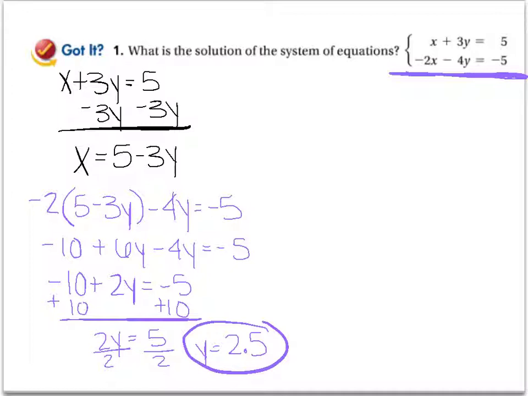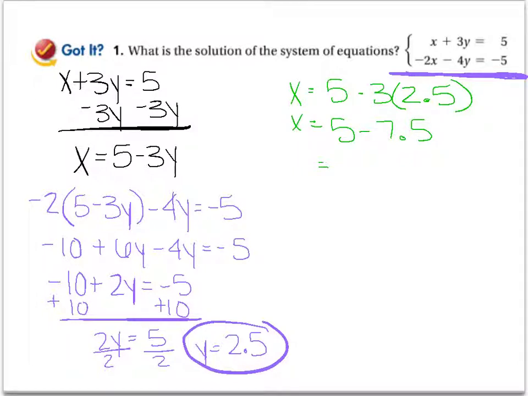That's part of your answer. But remember, we have an x and a y value, so we need to find both. Plug that back into one of your equations. I'm going to use x equals 5 minus 3 times y, which is 2.5. And you get that x is negative 2.5. So your solution here is negative 2.5, 2.5.